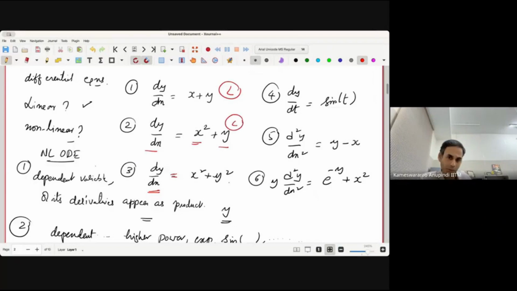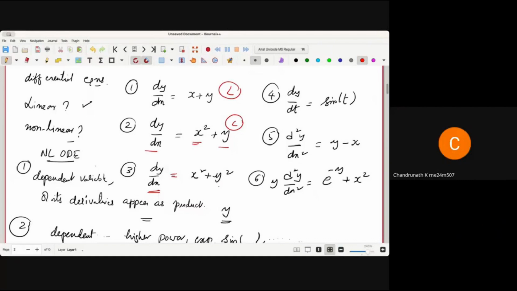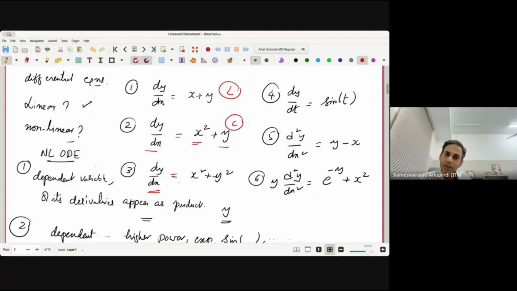What about the third equation? This is not linear. Why is it not linear? It is non-linear because you have the y square term, right? So this is nonlinear because the dependent variable is what you are trying to calculate, and you are multiplying y with itself. So this is a nonlinear ordinary differential equation. Okay. What about the fourth equation?